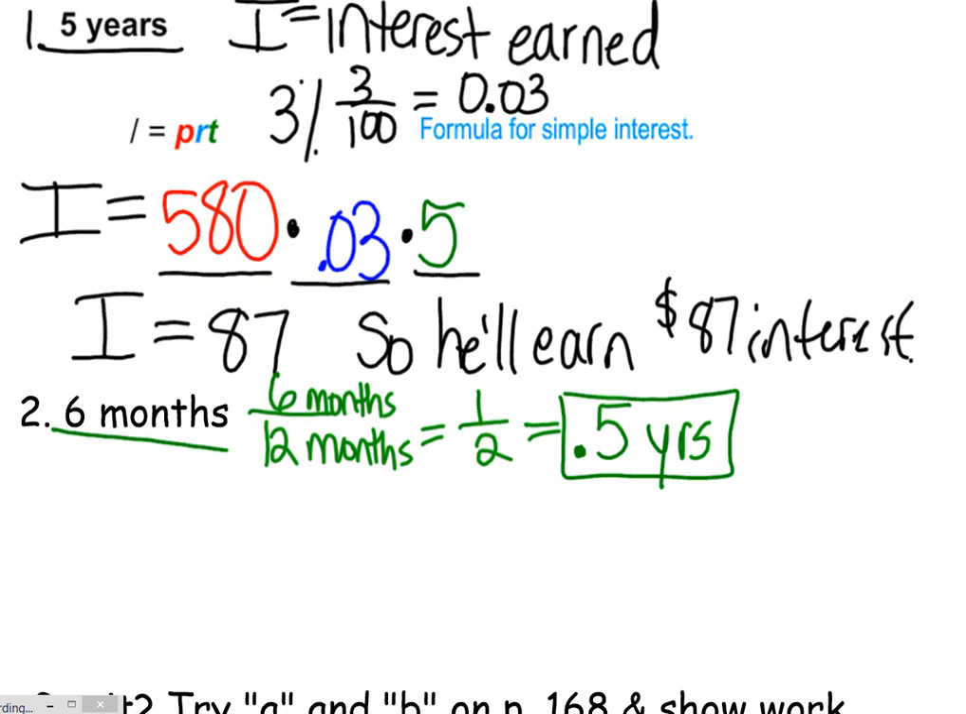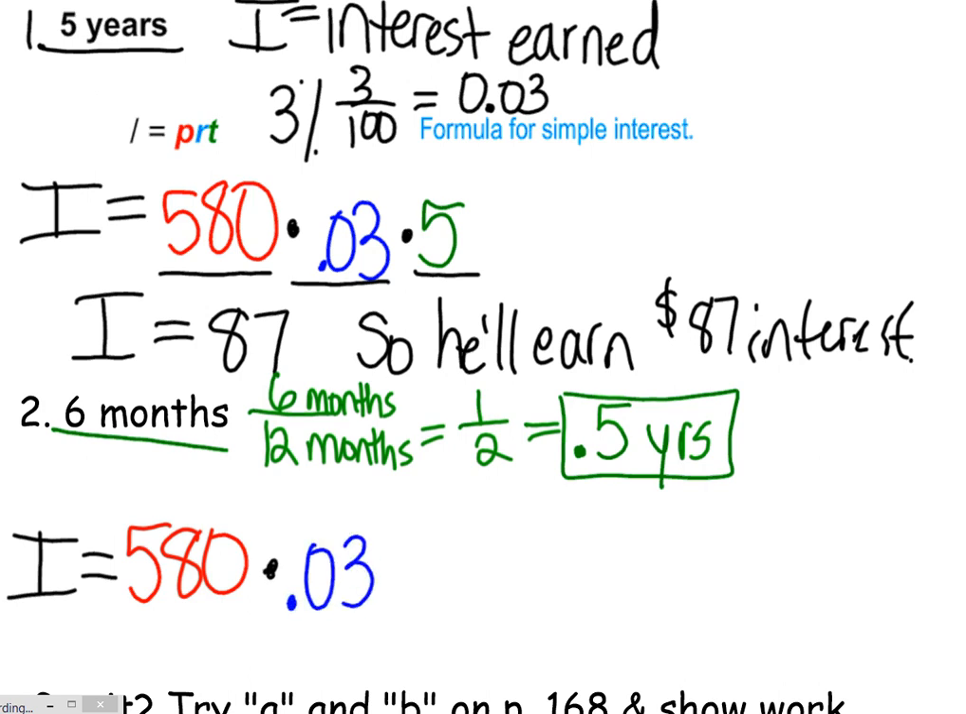Everything else stays the same. We're still trying to figure out how much interest he'll earn after 6 months. He still puts $580 in the bank times the interest rate of 3%, which is 0.03 as a decimal. This time, the time is changing from 5 years now to 1/2 a year, or 0.5.